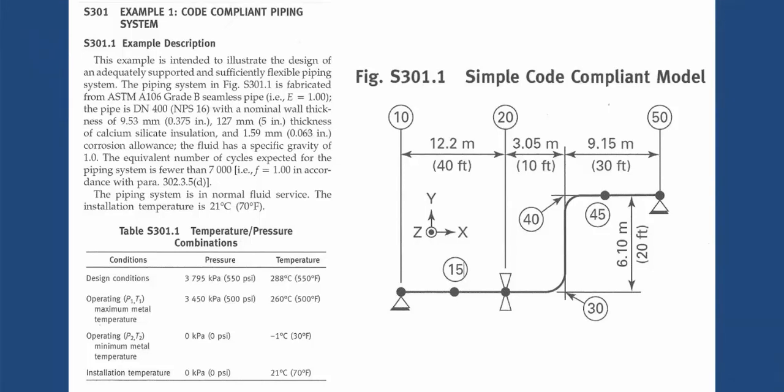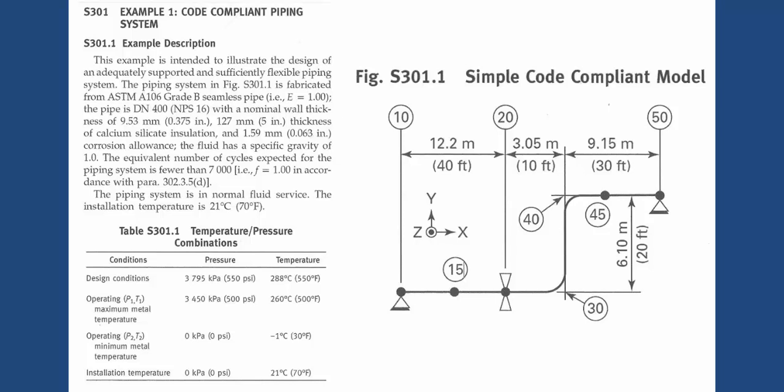Welcome back, everybody. Today in this video, we're going to show how to do easy modeling of a simple system. The system we're going to model is the simple system shown in Appendix S of the B31.3 code, which you see here. It consists of 6 elements, 2 bends, 2 anchors, 1 intermediate restraint, and a couple of extra nodes. It's 16-inch standard pipe, A106 grade B.